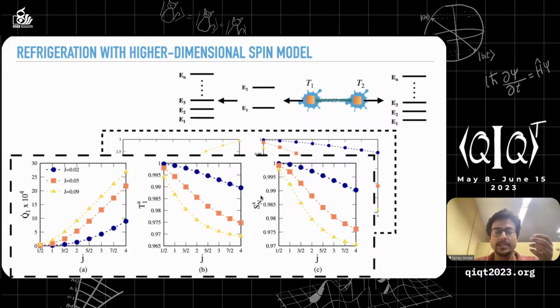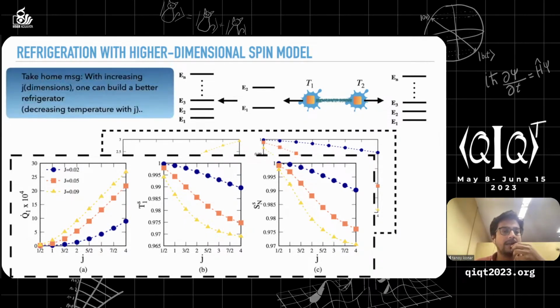We see that when the refrigeration is happening, the entropy of the individual system, the target system, gets lower and lower. So we can say both the things match here, and we are getting refrigeration with higher dimension. This is the take home message: with increasing dimension J, one can build a better refrigerator.